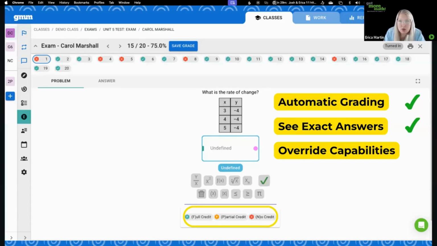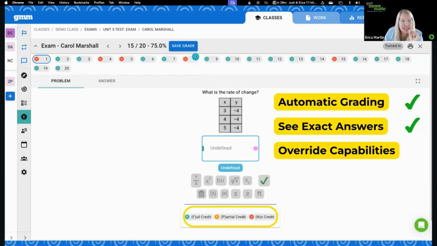Now, I want you to look at Carol here. Carol took a test, 20 questions. She got 15 out of 20. That means she missed 5. You can see the 5 red X's here. And you can see that this is the first question that she missed. What's the rate of change? You can see this particular table, and she chose undefined.